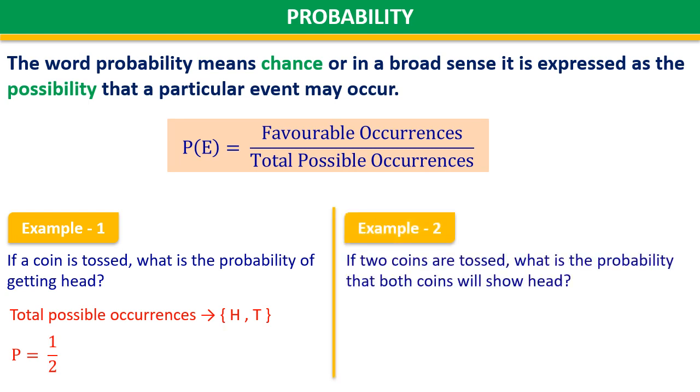If two coins are tossed, what is the probability that both the coins show head? When we are tossing two coins, our total possible occurrences are 2 square, that is 4. Either head head will appear, or tail tail will appear, or head tail, or tail head. So we want that both the coins show head. So out of 4 possibilities or occurrences, one is favoring us. Hence the probability becomes 1 out of 4.